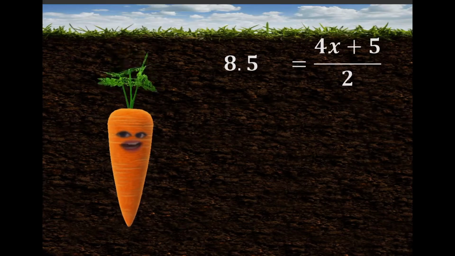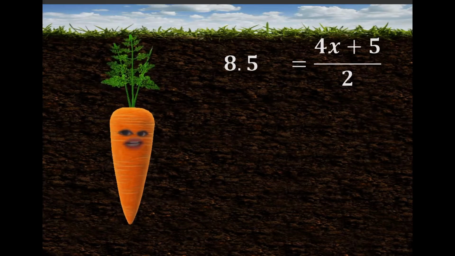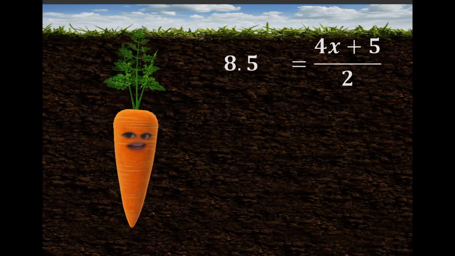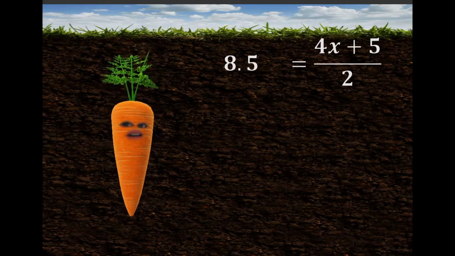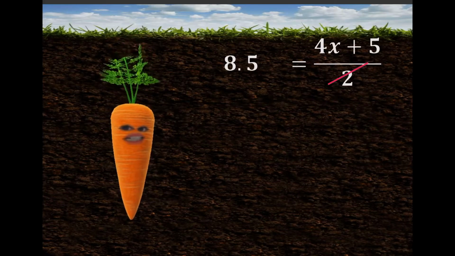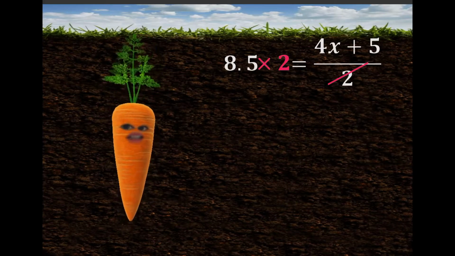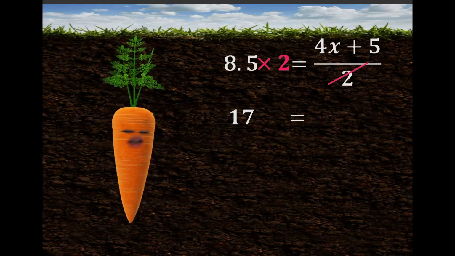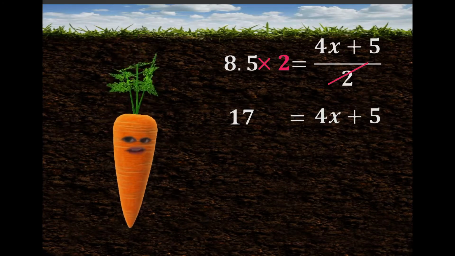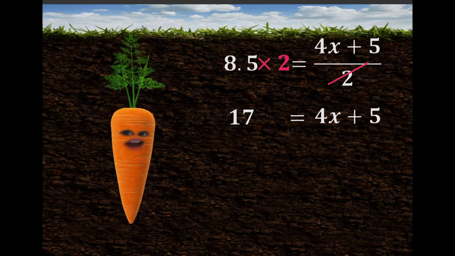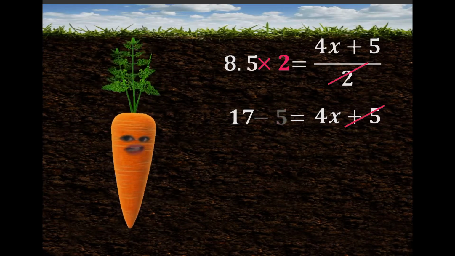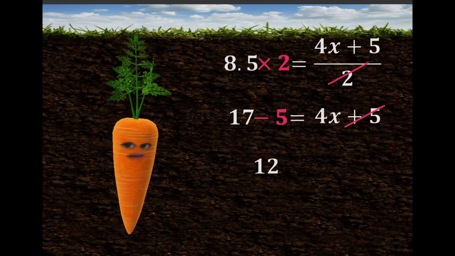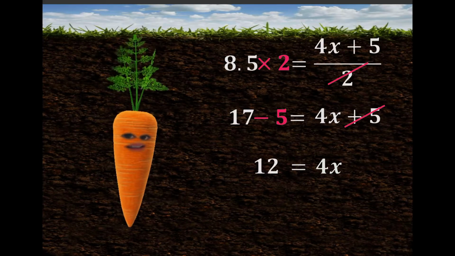What about now? 8.5 equals (4x plus 5) over 2. Again, the over 2 is the last thing we read, so we're going to do that first. The opposite of over 2, or divide by 2, is times 2. So now 8.5 times 2 is 17 equals 4x plus that 5. Now plus 5 is the last thing we read, so we're going to minus 5 on both sides. 17 minus 5 is 12 equals 4x.